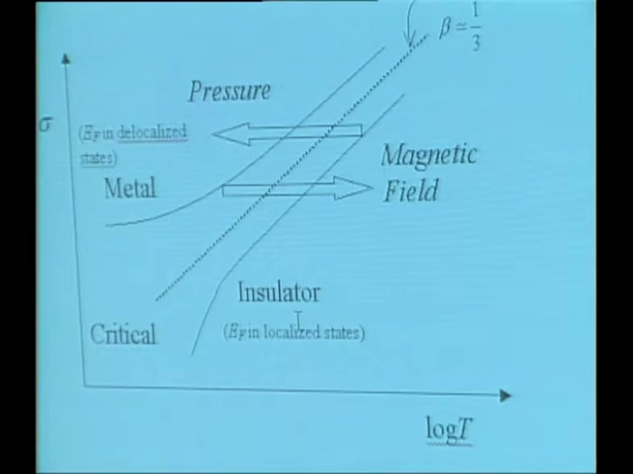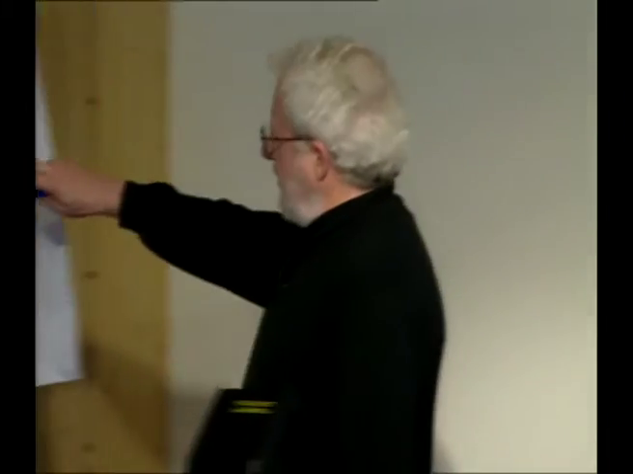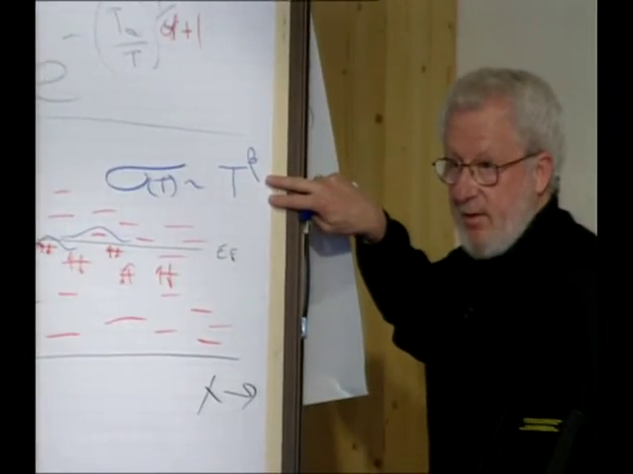So the conductivity in the insulator goes to zero exponentially. Conductivity in the metal stays finite at T equals 0. Right at the critical point, which separates these two, conductivity must be 0 at 0 temperature, but it has this very nice power law dependence predicted by theory.